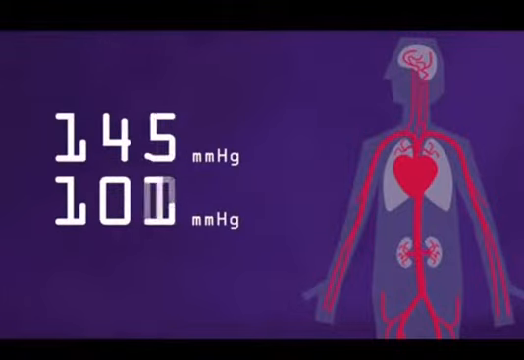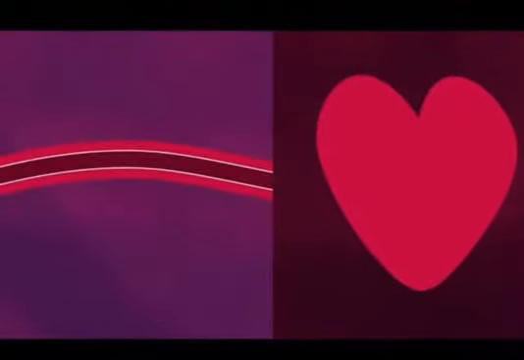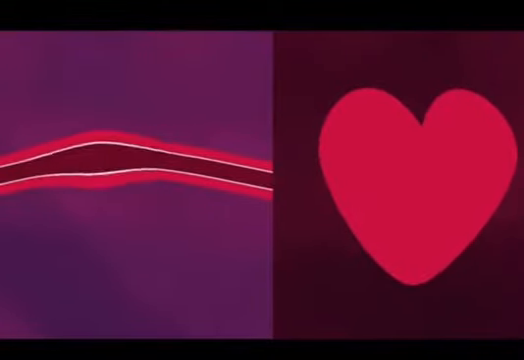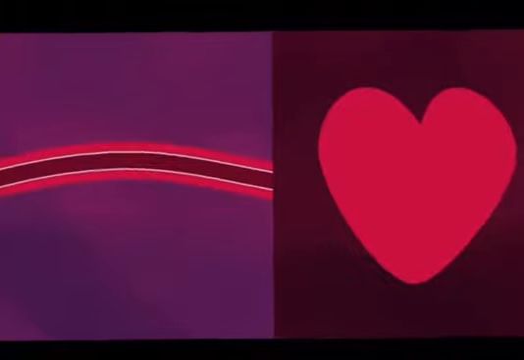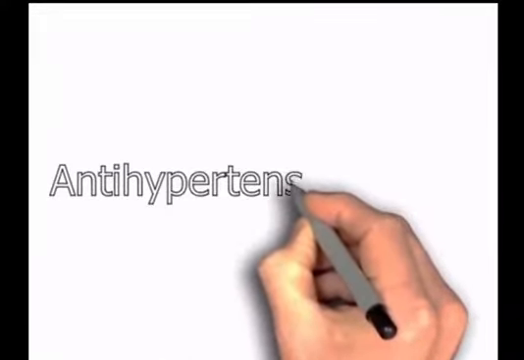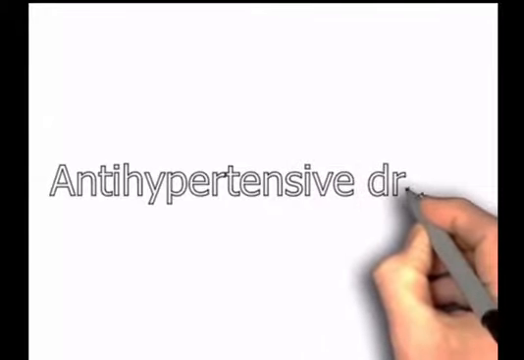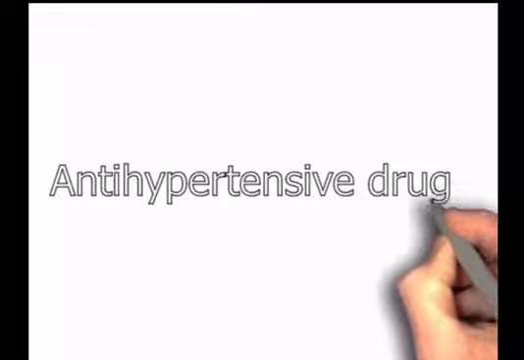When your heart beats, the pressure on your wall is called systolic pressure. When the heart relaxes between beats, the pressure is called diastolic pressure. Antihypertensive drugs are used to control hypertension by reducing the cardiac output, reducing the peripheral vascular resistance, and reducing the blood volume.